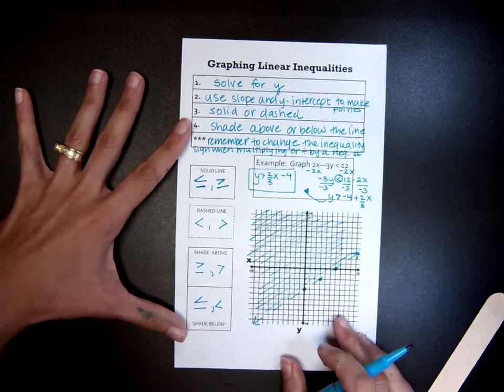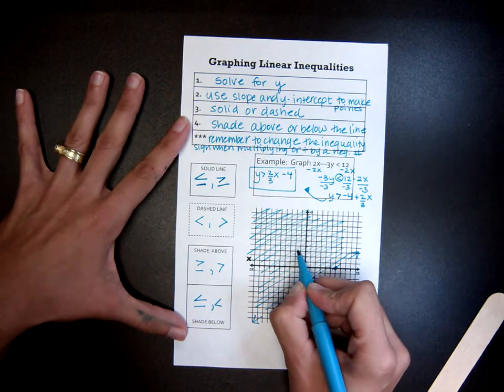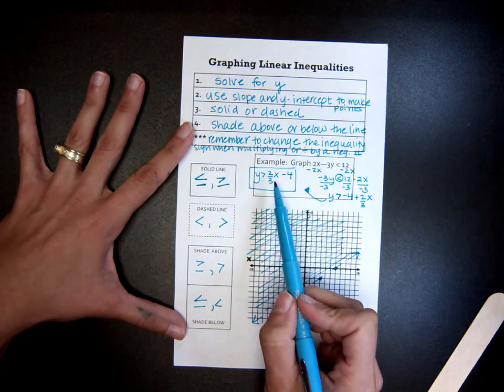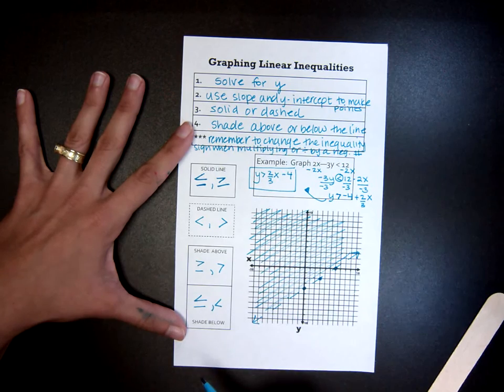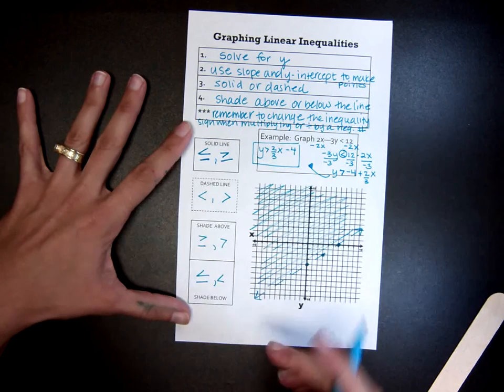So when we're looking at this, all of the points located in this shaded area, infinitely many points in this area, well, they are above the line, the dashed line. So those are all solutions to this inequality.